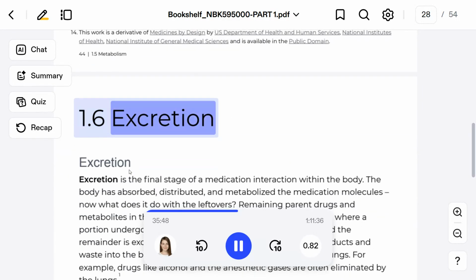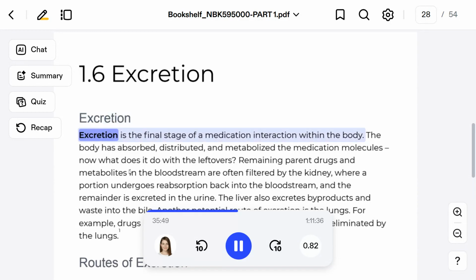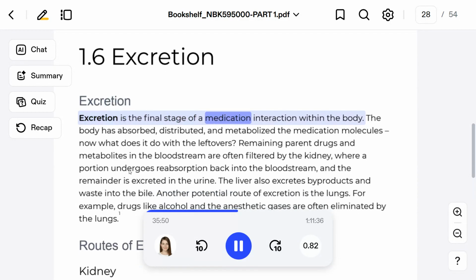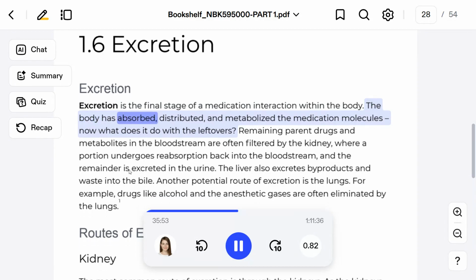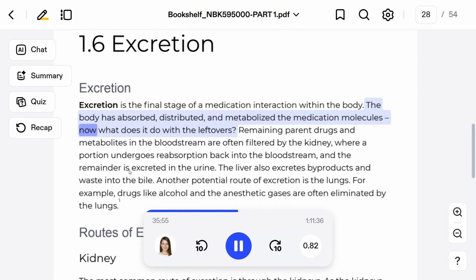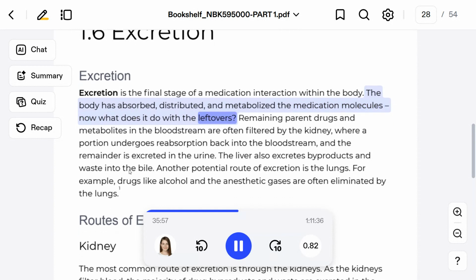1.6 Excretion. Excretion is the final stage of a medication interaction within the body. The body has absorbed, distributed, and metabolized the medication molecules. Now, what does it do with the leftovers?